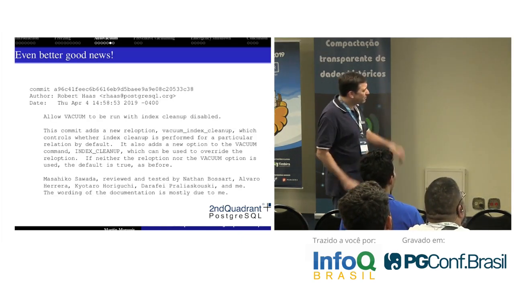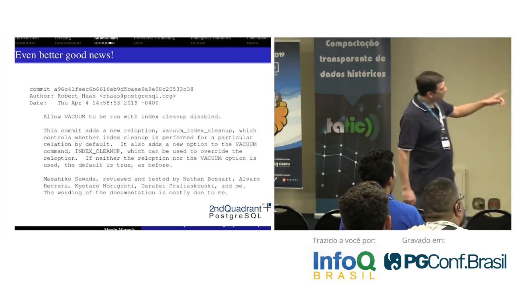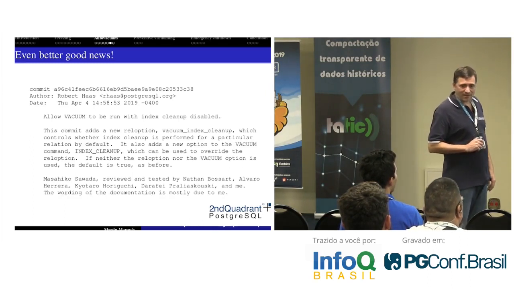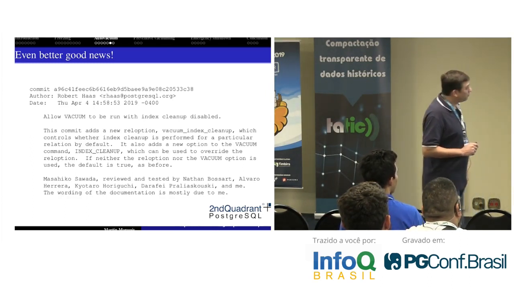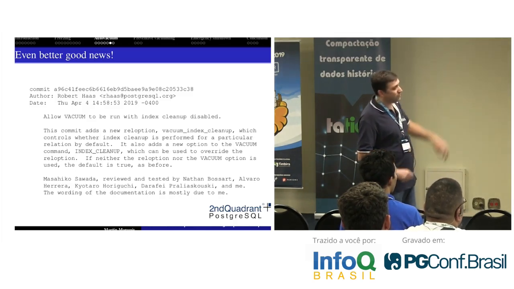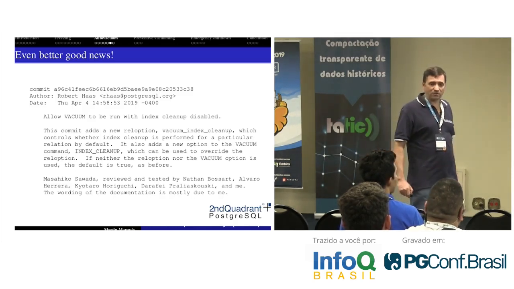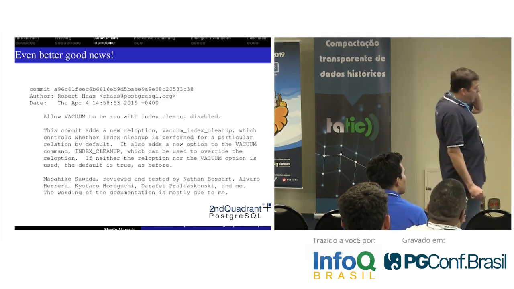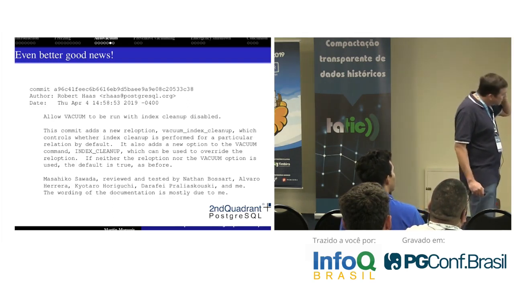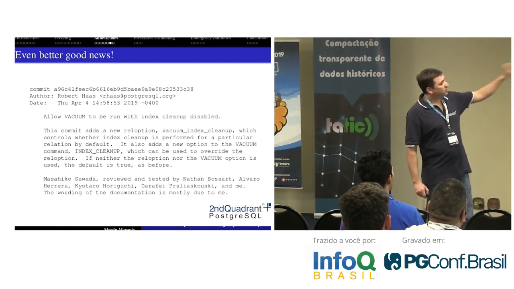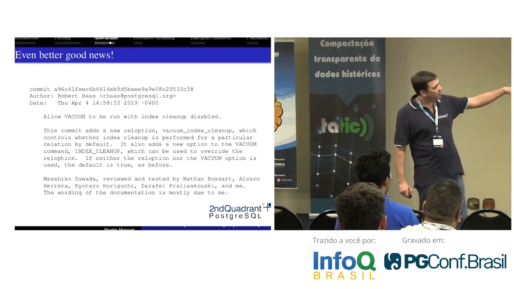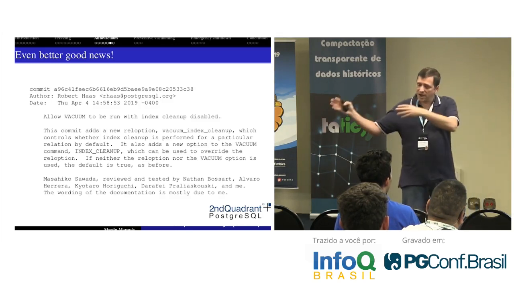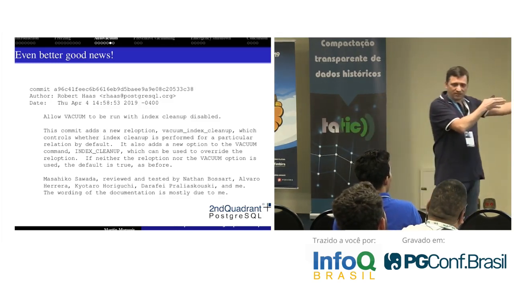The other, from Masahiko Sawada, adds index cleanup to the vacuum. It's a new option for vacuum, and you can set it in postgresql.conf, and you can also alter a table and say, okay, for this table I want index cleanup to be false. So what does index cleanup do? It just avoids going for the indexes when you're vacuuming. So I vacuum the heap, I don't touch the indexes.